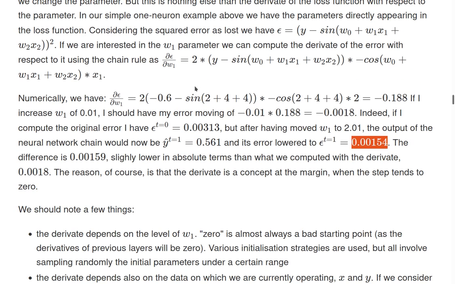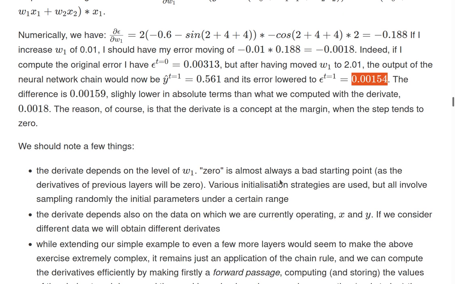Now let's take a few important notes out of this. If you look back at the derivative here, we see that it depends on the level of the parameter itself, as well as the other parameters. So taking zero as a starting point is almost always a bad idea, because it leads to very small derivatives. Normally, we randomly sample them. There are different techniques, but all involve some random sampling.